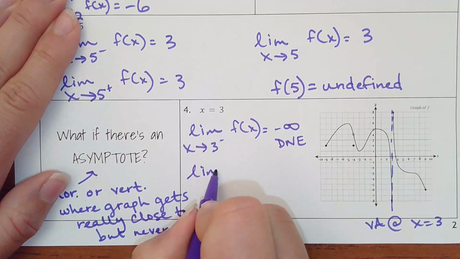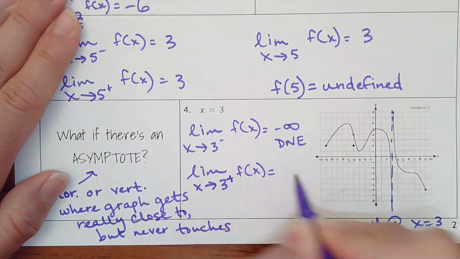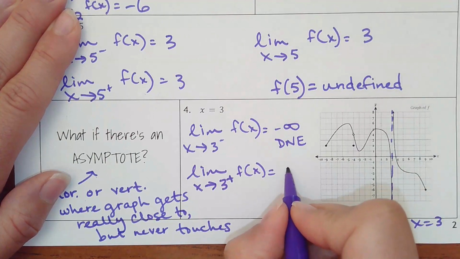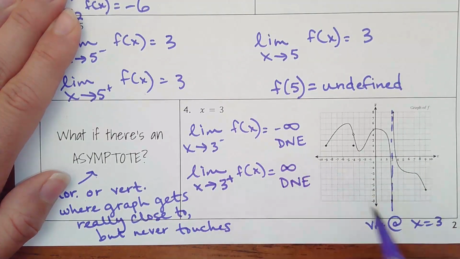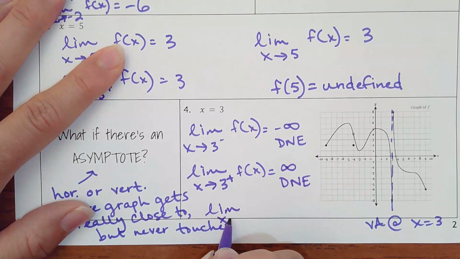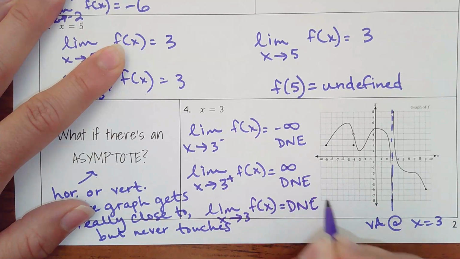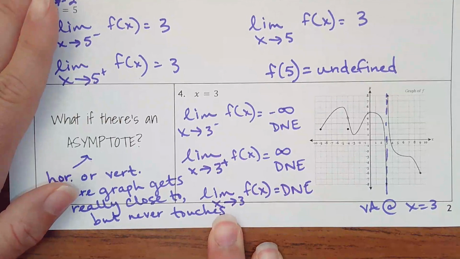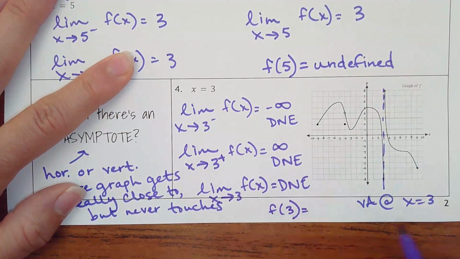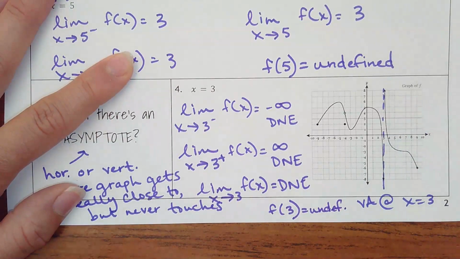Okay, the limit as x goes to 3 from the right, now we're following this side. It goes up to positive infinity, and that's also not an actual number, so we'll say does not exist. So therefore, the general limit as x goes to 3 does not exist, because one's going down, one's going up. And then f of 3 is undefined, because there will be no point that exists when x is 3.